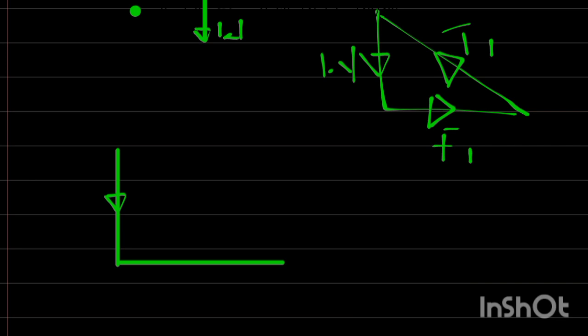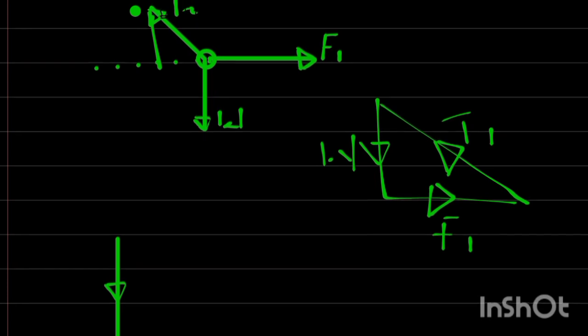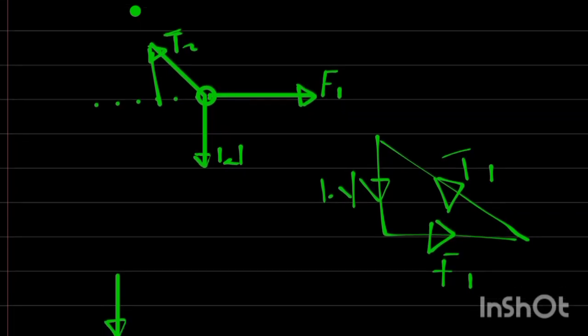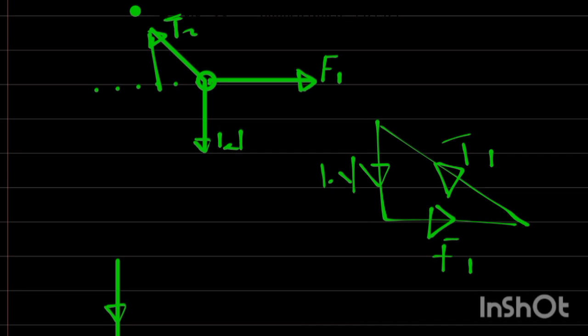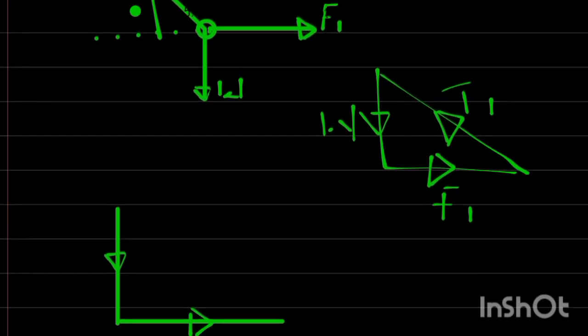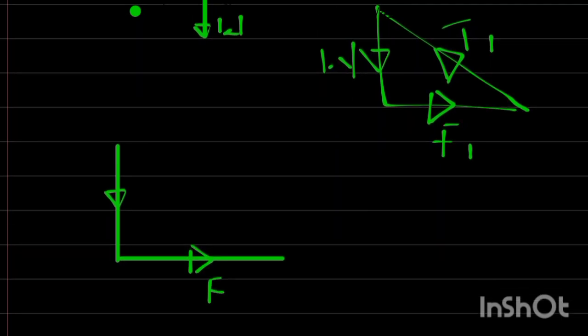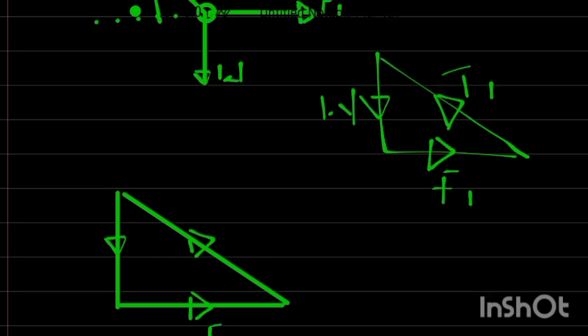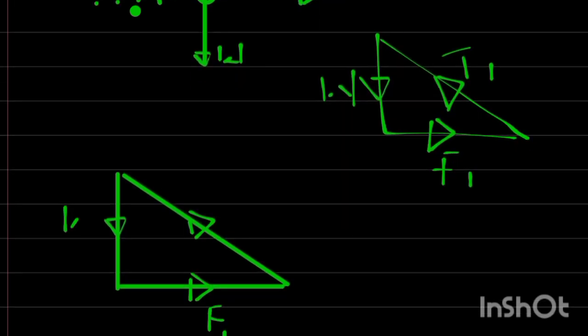So this is my F1 still acting in this direction. Now, the main thing is that we want to draw a triangle and the triangle must be closed. So how do we close it? So that T1 will still be represented in its direction, is by drawing a line from the end of my F1 to meet the beginning of the line of action of the weight. Therefore, we have represented the three forces in magnitude and direction by the adjacent sides of a triangle taken in order.